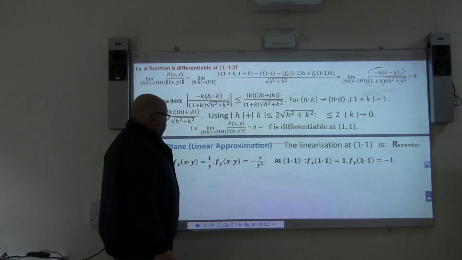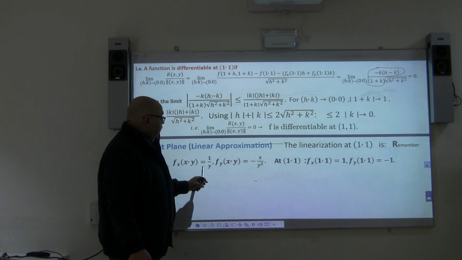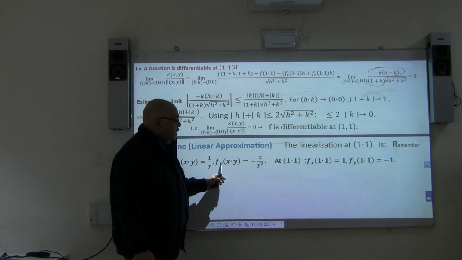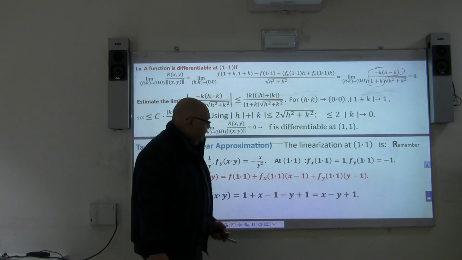The value of the function at 1 and 1. The first derivative with respect to x. The first derivative with respect to y. Substitution in all of them. Now I have the derivatives.